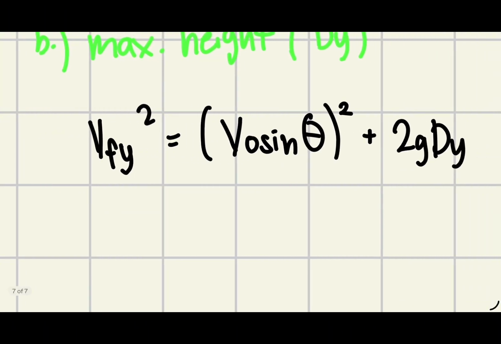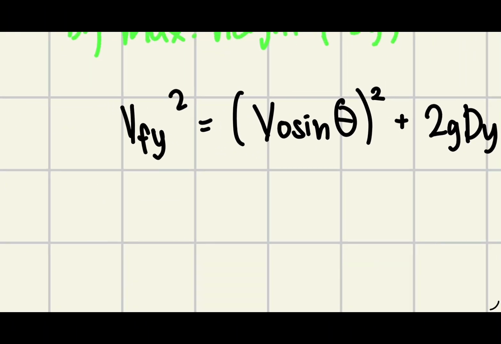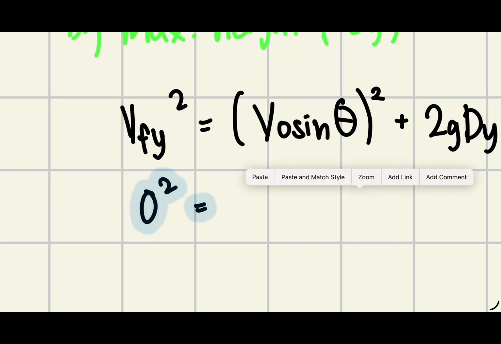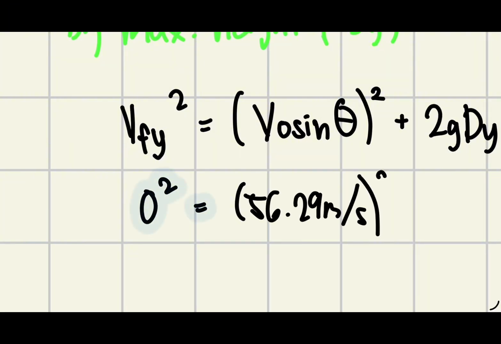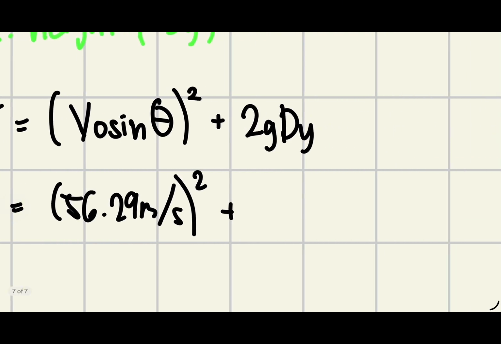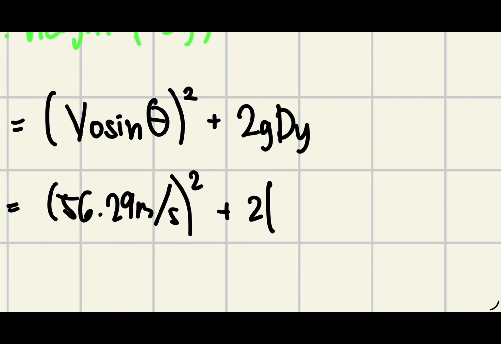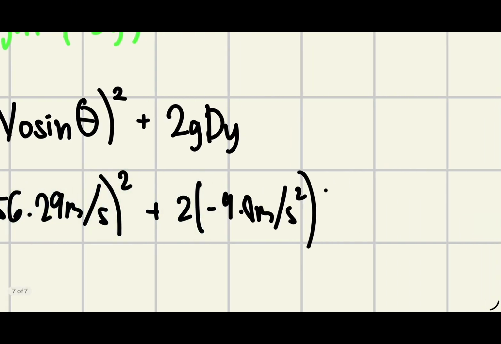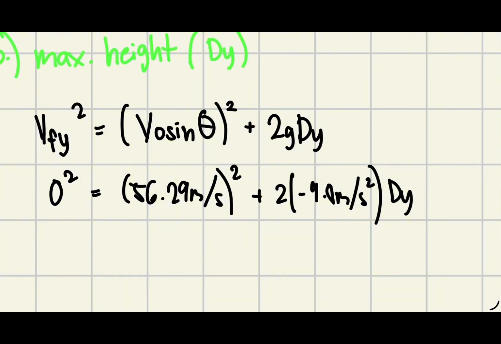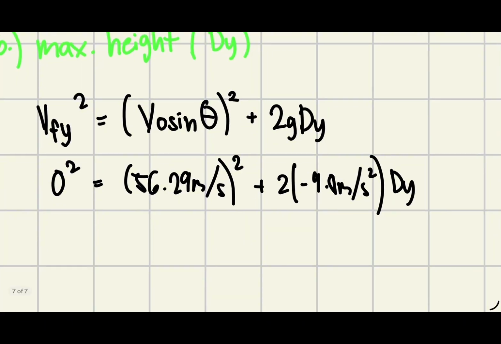So with that in mind, let's try to solve it. So we can assume this is just 0 squared and is equal to our vertical component, which is 56.29 meters per second squared plus 2 multiplied by our gravitational acceleration, which is negative 9.8 meters per second squared, and then our d's of y. Now, solving for maximum height, of course, we have to isolate our d's of y.